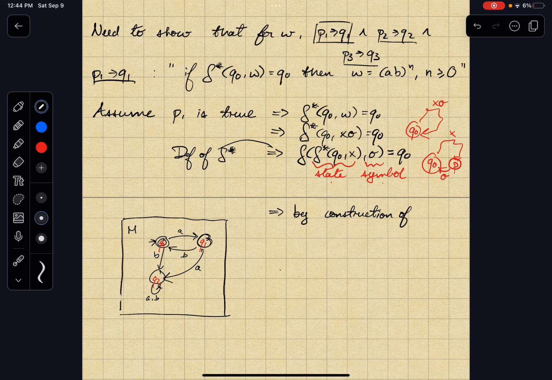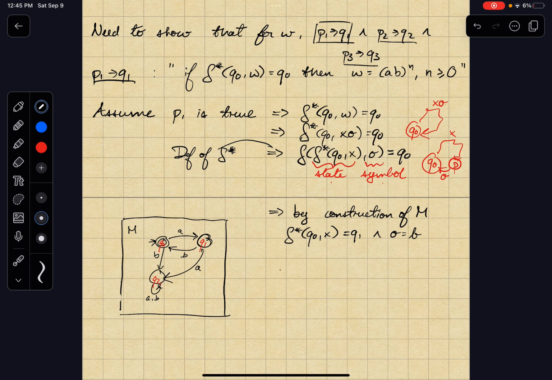And so by construction of, sorry, not of W, of M, by construction of M, delta star Q0x, that has to be this state, right? Remember, this is a state. This state has to be Q1, and the symbol has to be B. Okay. So what's nice now is that I actually can use my inductive hypothesis.